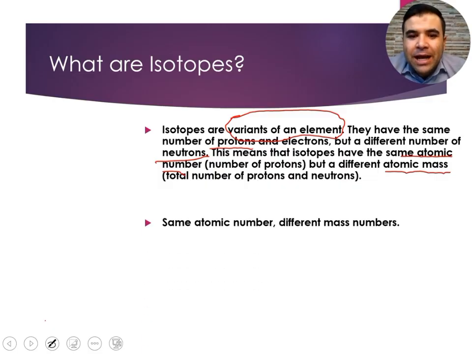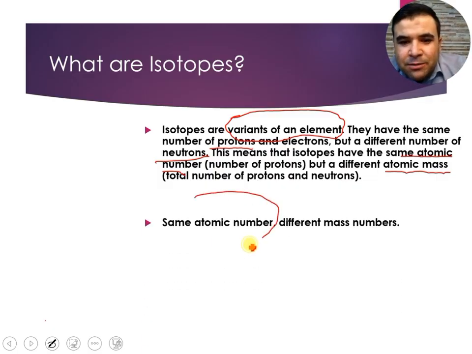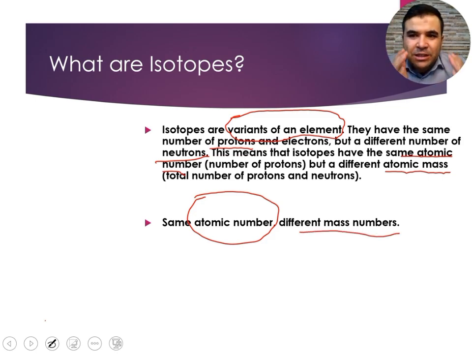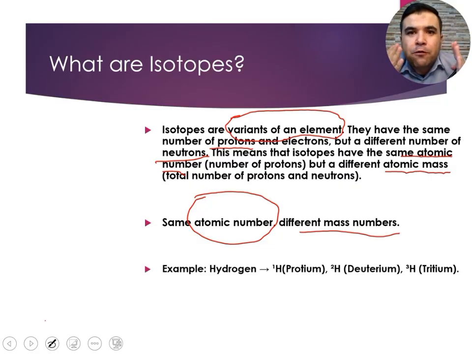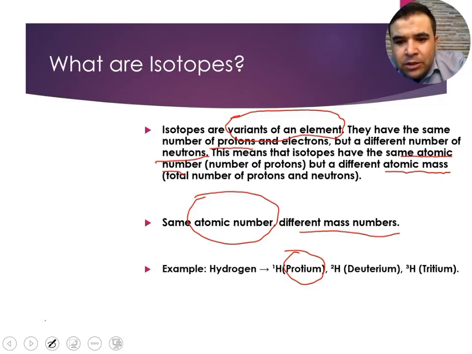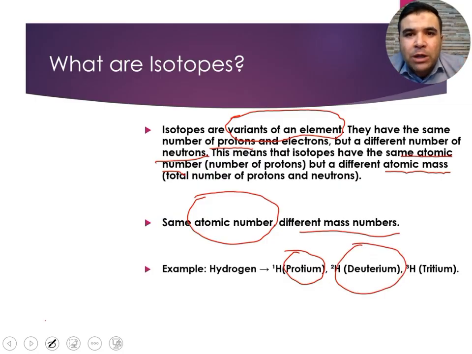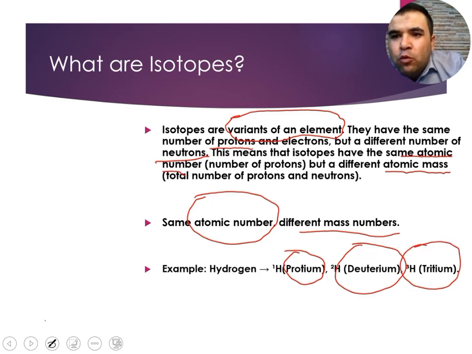So simply we can say that the same atomic number means the same number of protons, but different mass numbers mean different numbers of neutrons. Totally with the protons, it becomes the mass number. Examples for representation of the isotopes: the element hydrogen has 3 isotopes. Protium has 1 proton and 0 neutrons, deuterium has 1 proton and 1 neutron, and tritium has 1 proton and 2 neutrons.